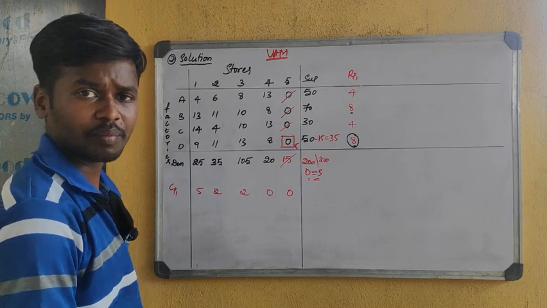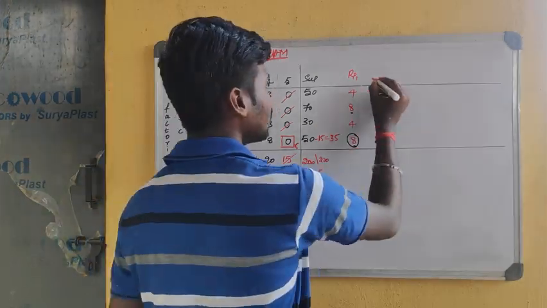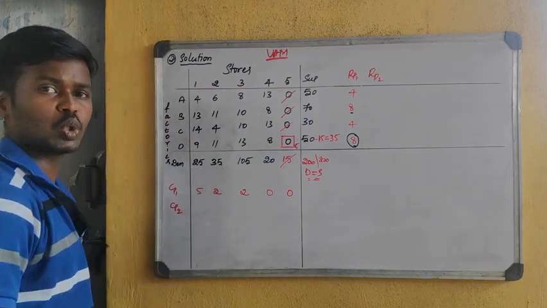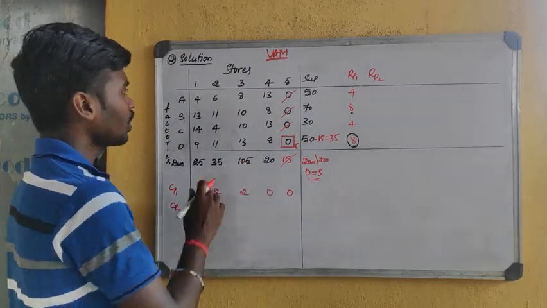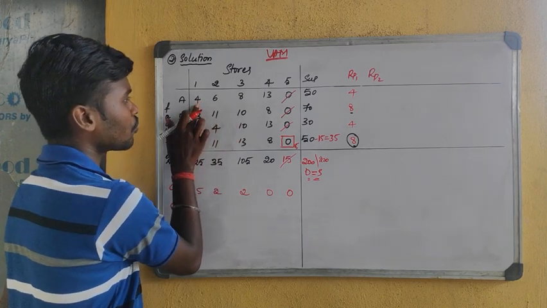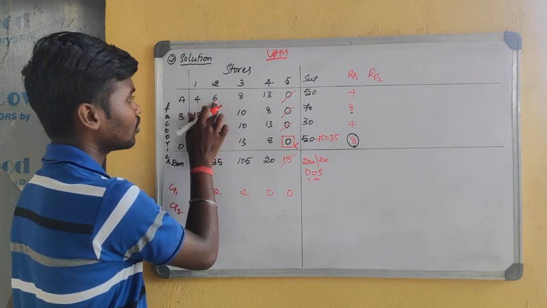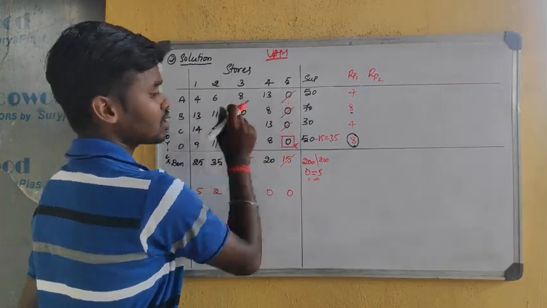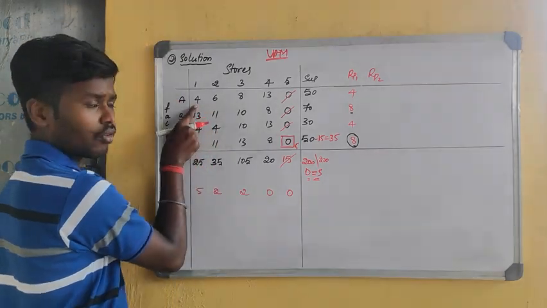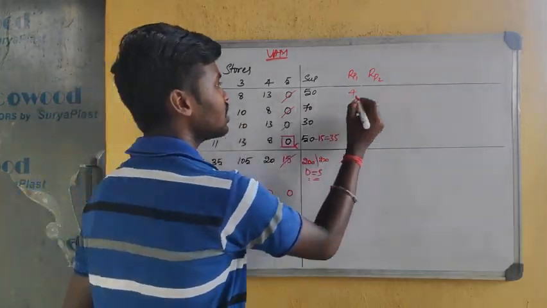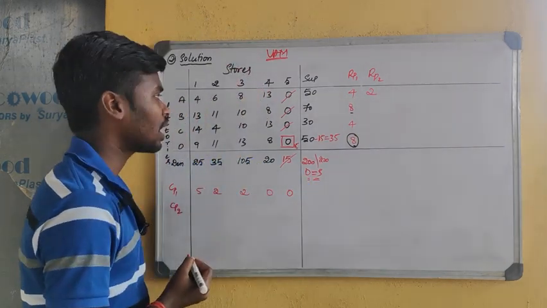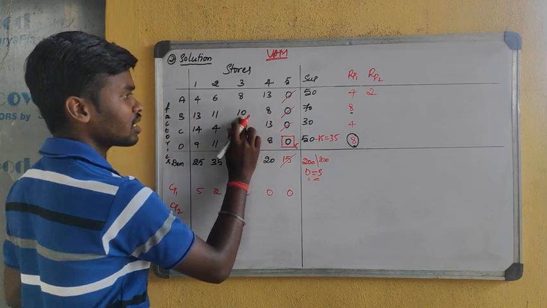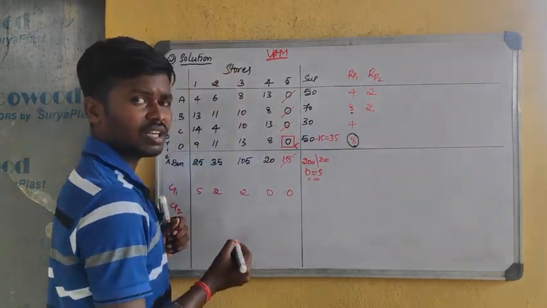Okay, next step. Again you are going to calculate the row penalty 2 and column penalty 2. See, again the first least is 4 and the second least is 6. In the last row penalty and column penalty 1, the first least was 0, but now we have cancelled this 0. Then the first least number is 4 and the second least number is 6. So the difference is your penalty. 2 is your penalty. In the second row, the first least is 8 and the second least is 10. So the difference 2 is your penalty.